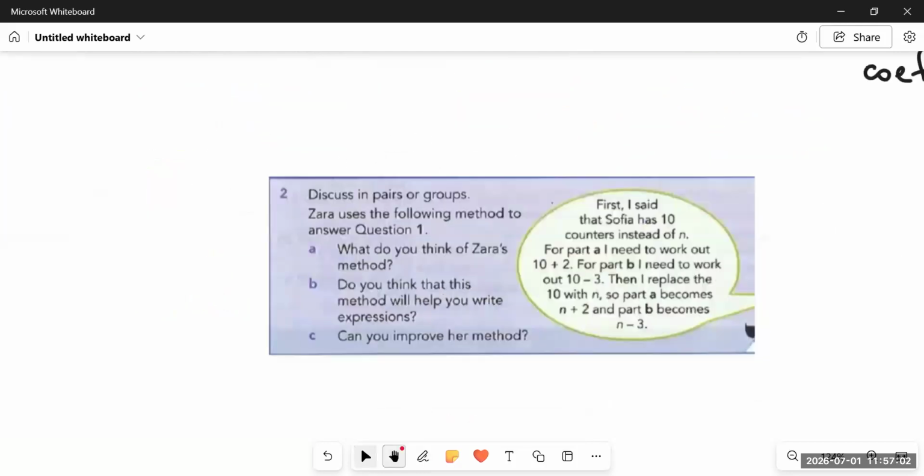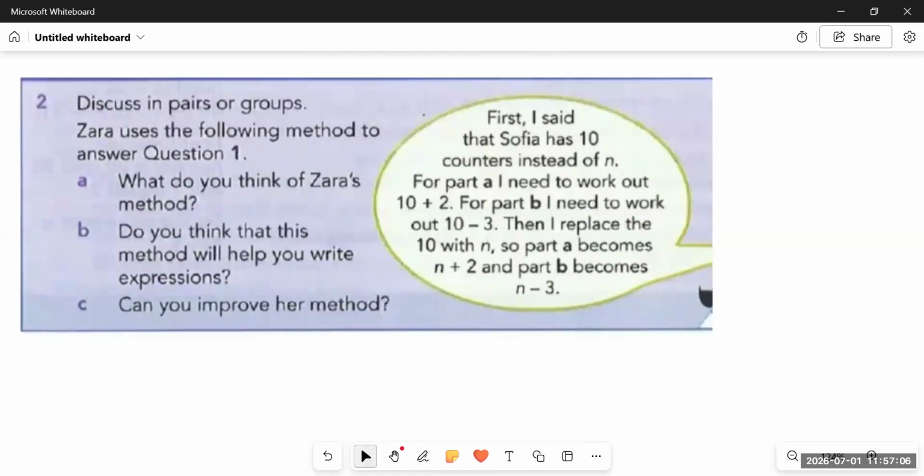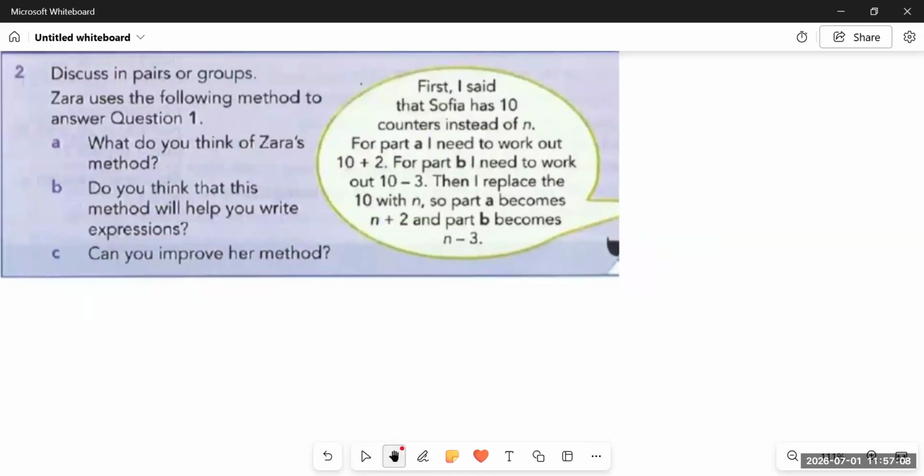Now let's move to question number 2. Okay. Question number 2 says discuss in pairs or groups. Zara uses the following method to answer question number 1. She says, first I said that Sophia has 10 counters instead of n. Okay, she is also supposing that Sophia had 10 counters.